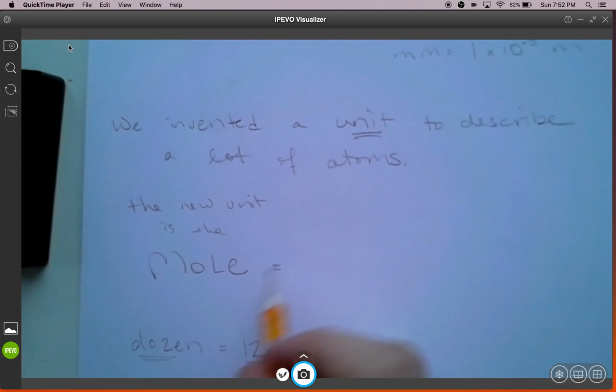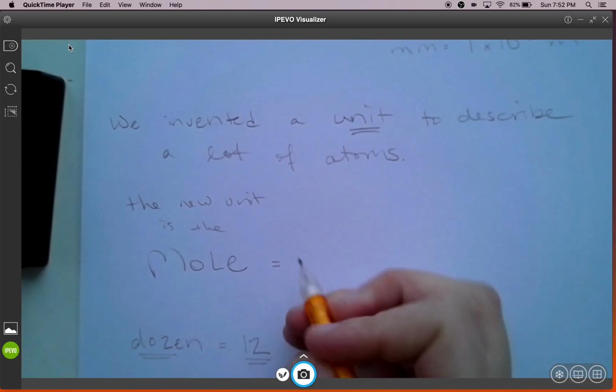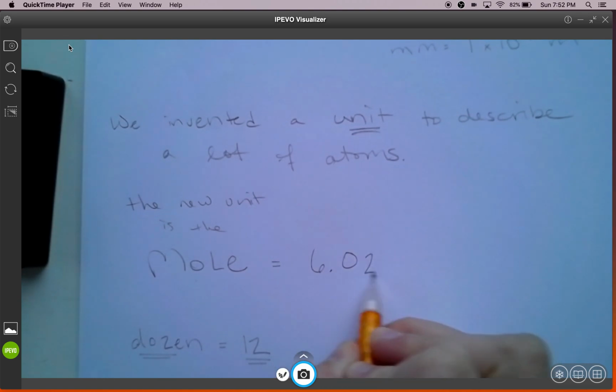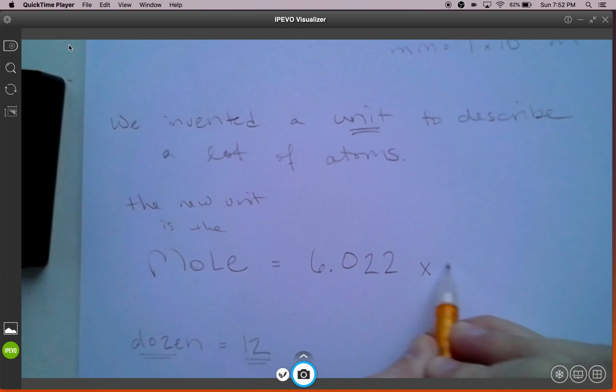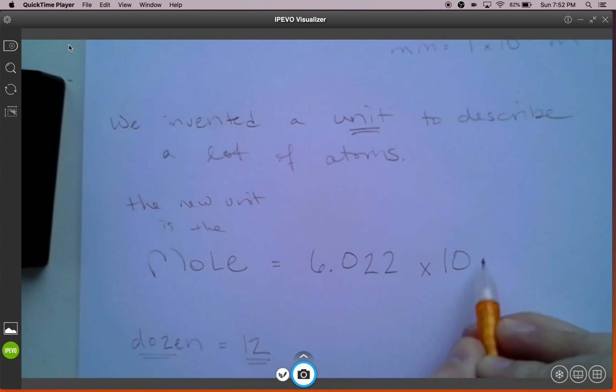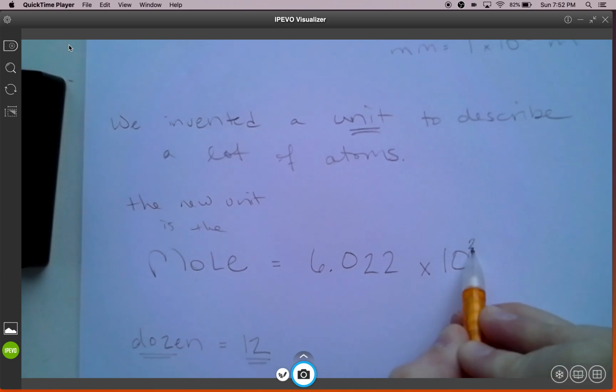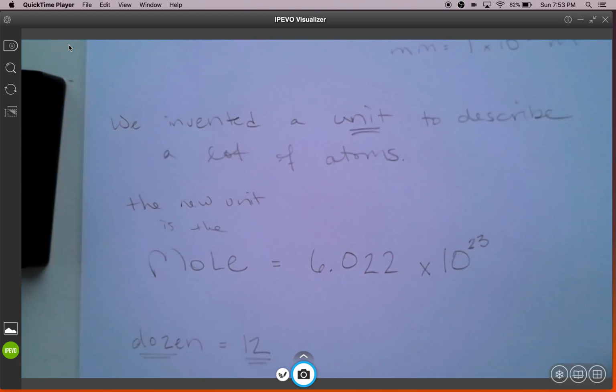So the mole, just like 12 is a dozen, the mole is, drumroll, 6.022. Thought you were gonna escape it, you're not, times 10 to the, this is really big, 23rd power.